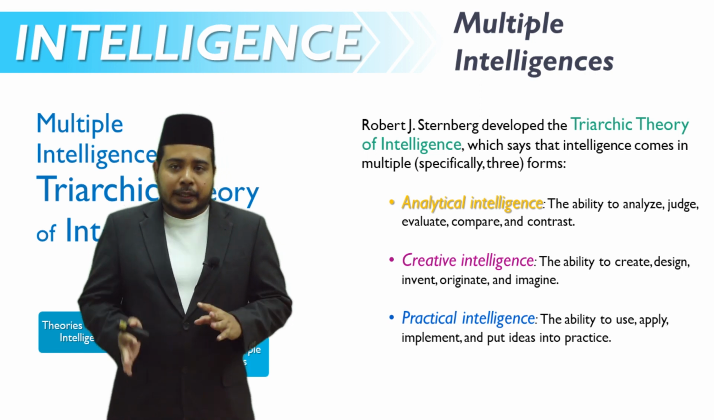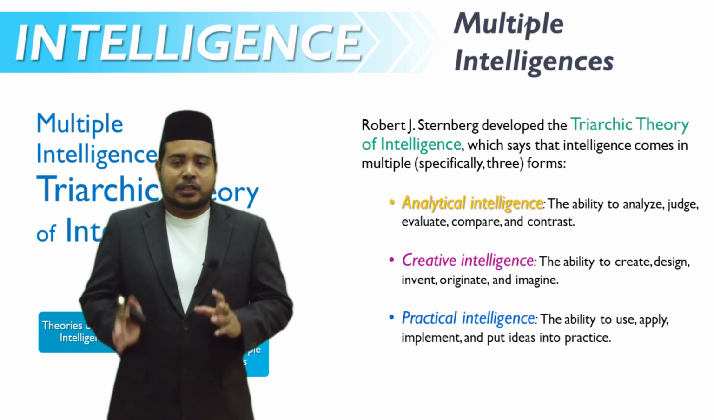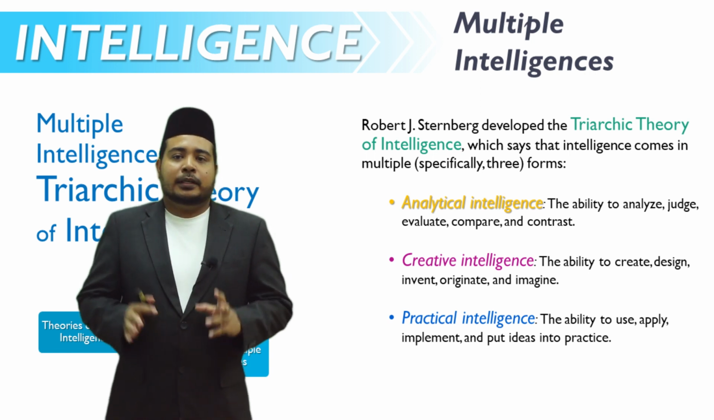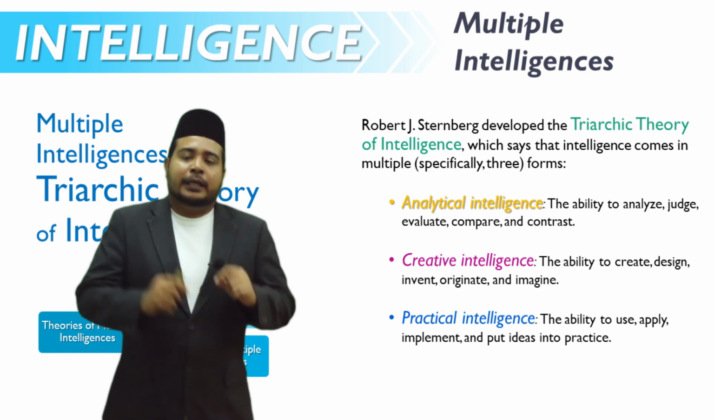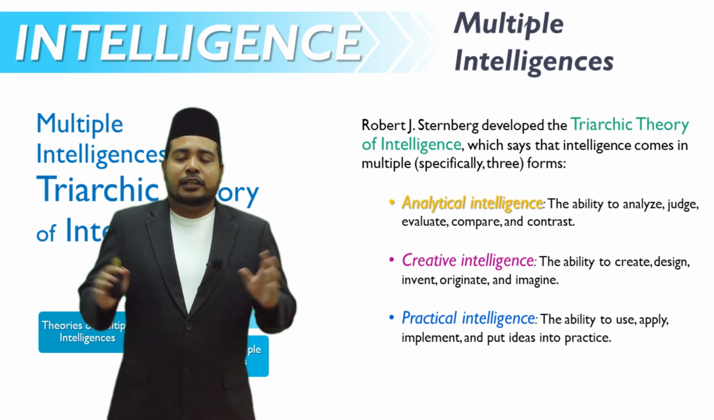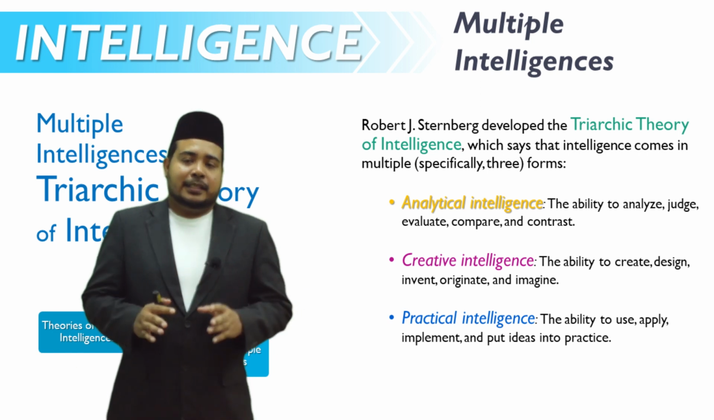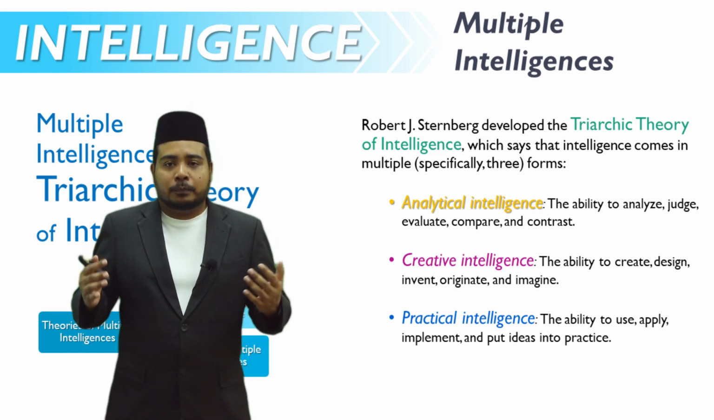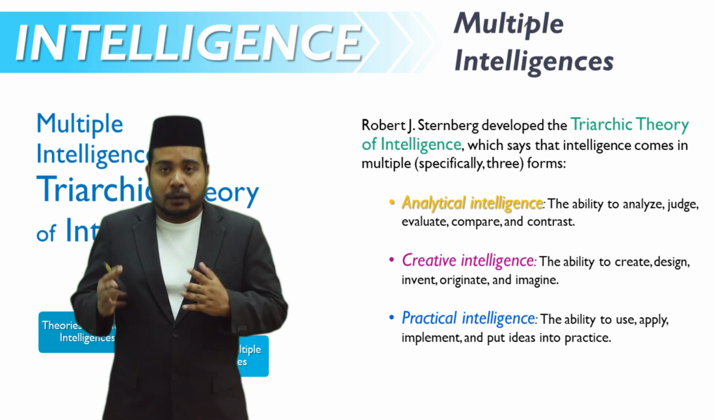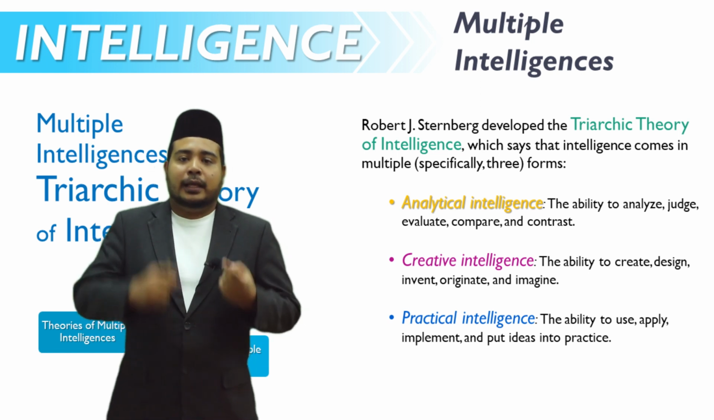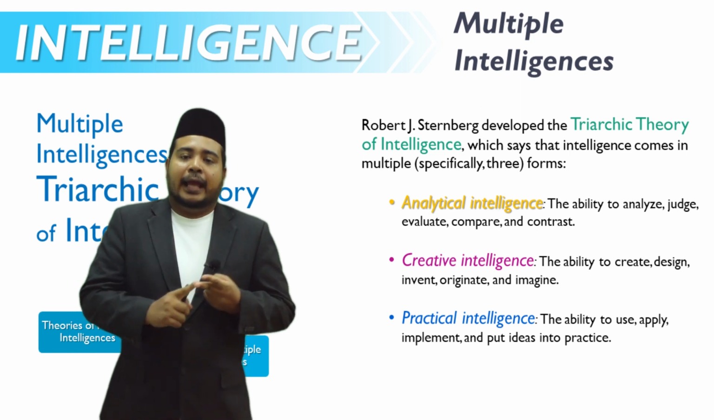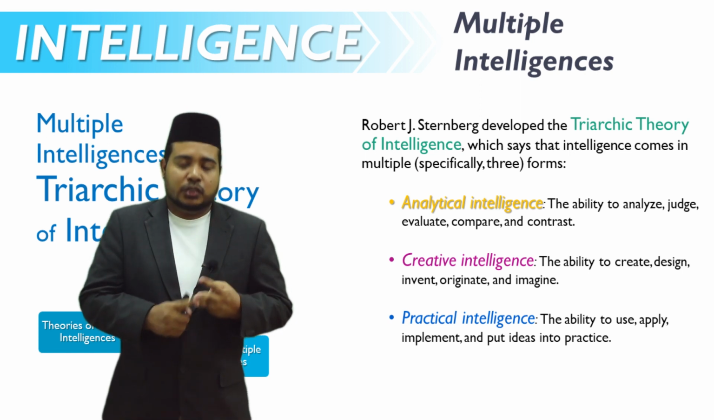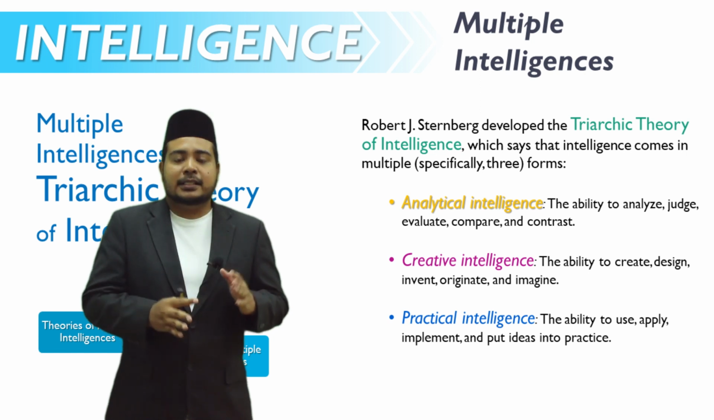So Robert Sternberg, the one who developed this theory. Sternberg developed the triarchic theory of intelligence, which, according to him, means intelligence comes in multiple forms, specifically in three forms. One, analytical intelligence. Second, creative intelligence. And third, practical intelligence. So it's not about cognitive intelligence only.